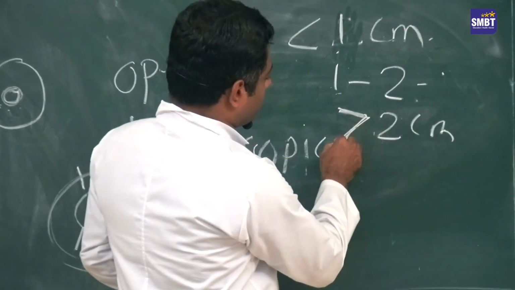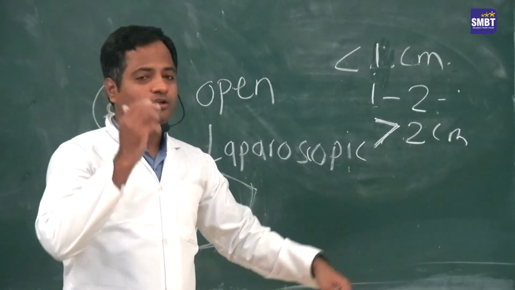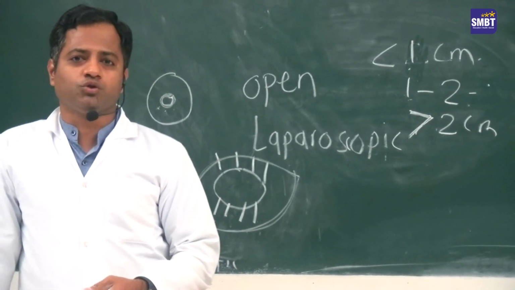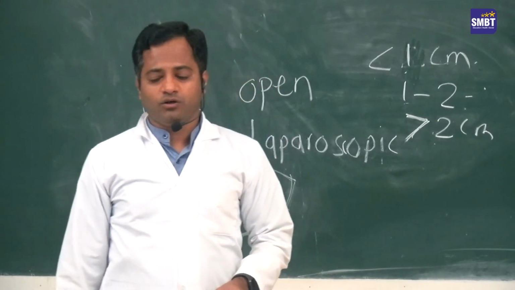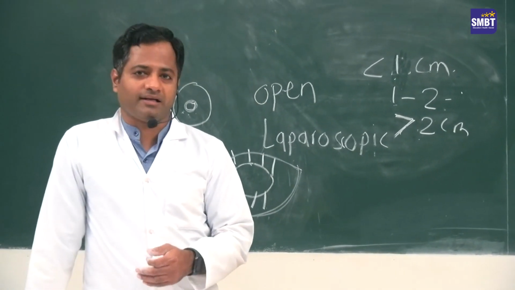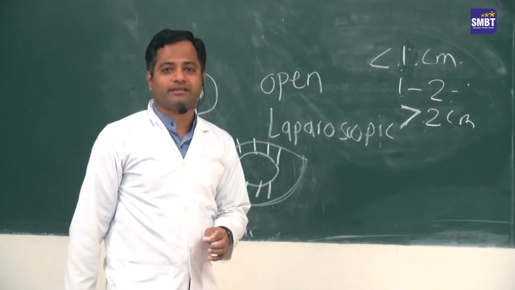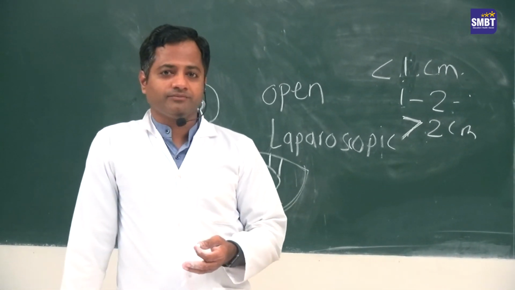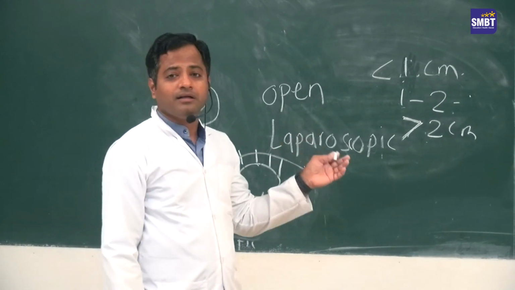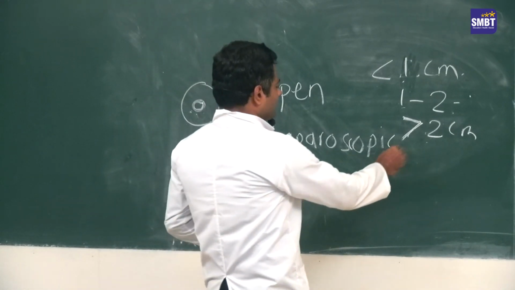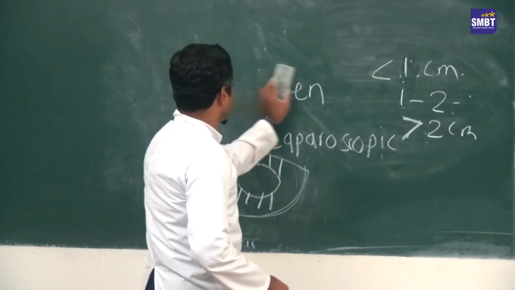For more than 2 centimeters, ideally you should put a mesh. That is called hernioplasty. So putting a mesh in umbilical hernia surgery is called hernioplasty. And as you know, a non-absorbable mesh made of polypropylene, a low weight, high pore size mesh, you can use near the umbilicus. Again, there are certain methods to put a mesh.